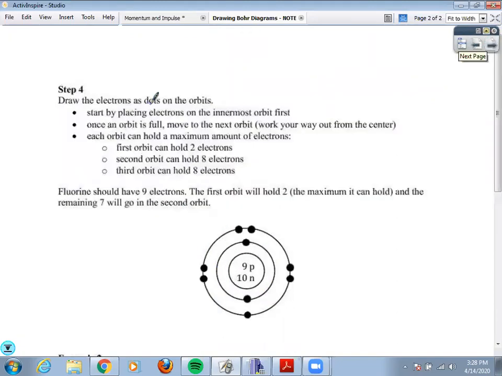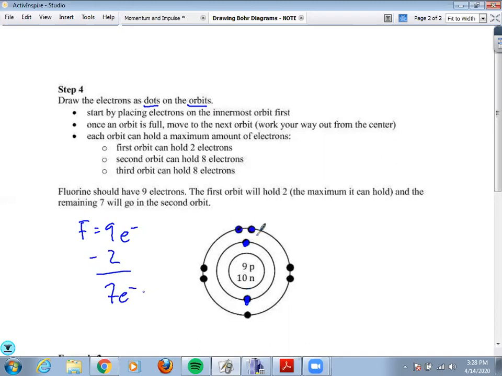So we draw the electrons as dots on the orbits. We always start from the innermost. So 1, 2. Once an orbit is full, move on to the next. Work your way out. The second orbit can fit 8, but remember, fluorine has 9 electrons. And if we've already filled in 2, there's 7 left.